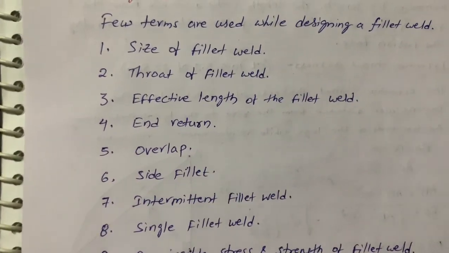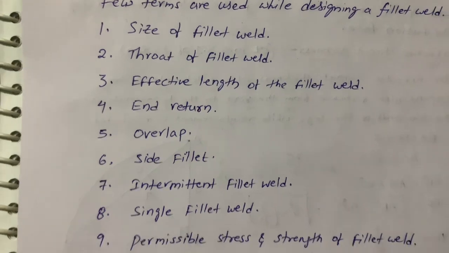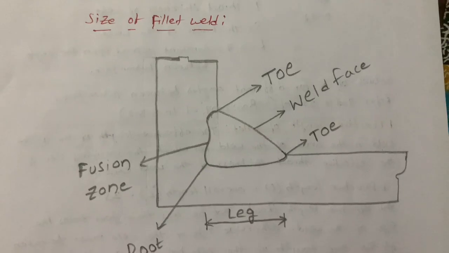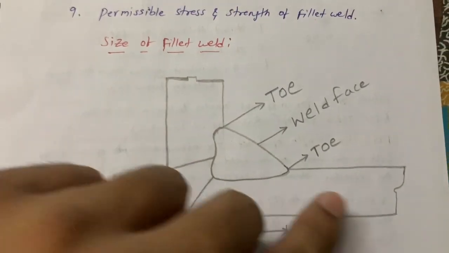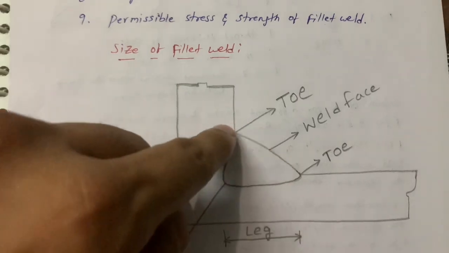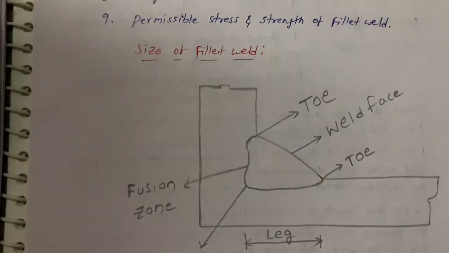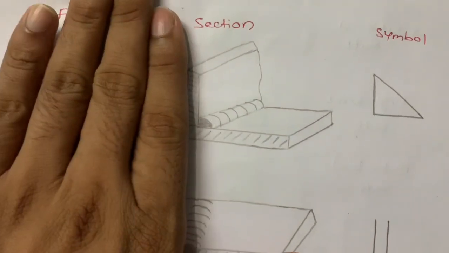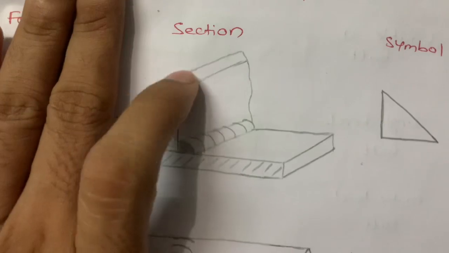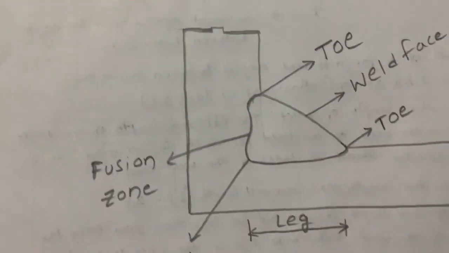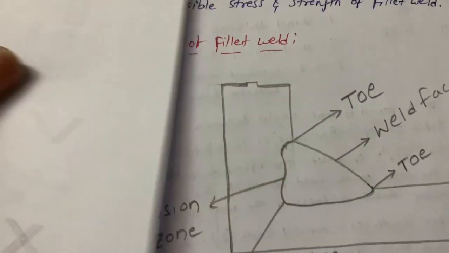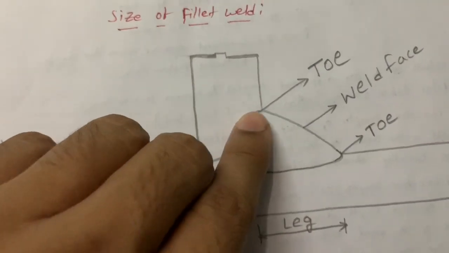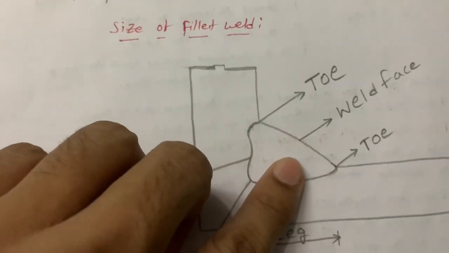These are a few terms used in fillet weld. This is important. This is the size of the fillet weld. This one is a steel member and this one is a steel member. This is the welding portion. In the first basic type, I showed you this one. If the portion is like this, this is our portion, the same diagram I showed. So this is our welding portion. This irregular shape is our welding portion.